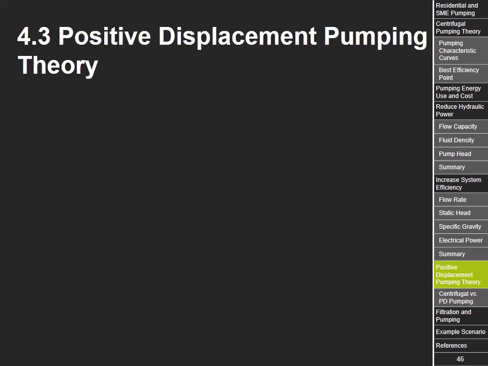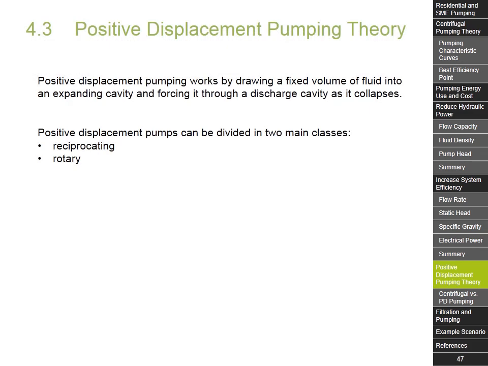Positive displacement pumping theory. Positive displacement pumping works by drawing a fixed volume of fluid into an expanding cavity and forcing it through a discharge cavity as it collapses. Because of this cycle, unlike centrifugal pumps, PD pumps are able to deliver a set flow capacity at a given speed, regardless of discharge pressure.